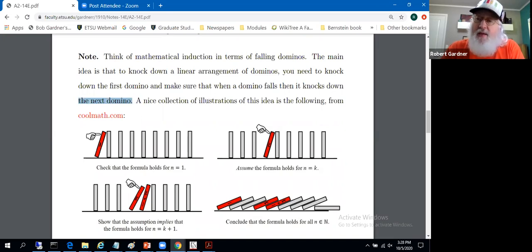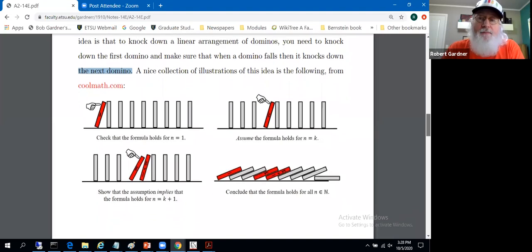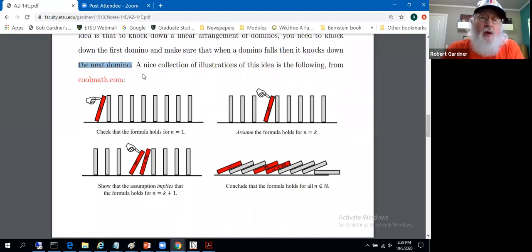Slightly more symbolically, in terms of the symbols we had above, we get the following. I borrowed these images from mathcool.com. So you're going to show that the first domino falls, then you're going to assume the kth domino falls and show that it knocks down the k plus first domino. From there, you can conclude that all the dominoes fall. You know you knock down the first one, and you know whenever one falls, it knocks down the next one. So the first one knocks down the second, which knocks down the third, and so forth.